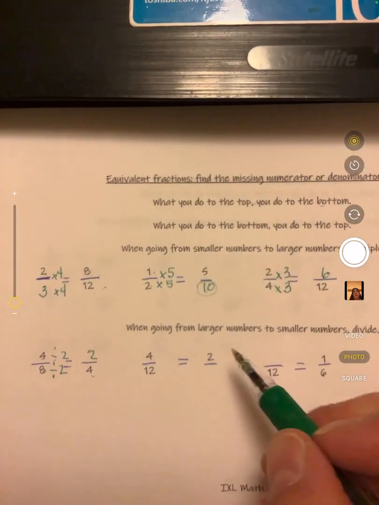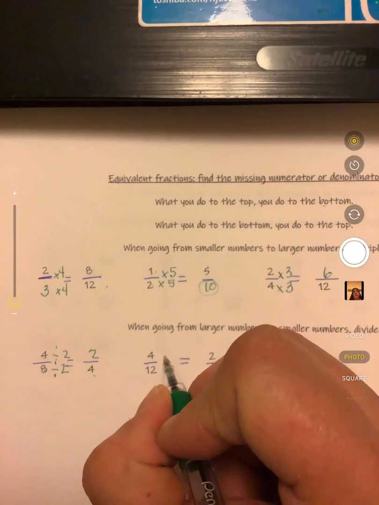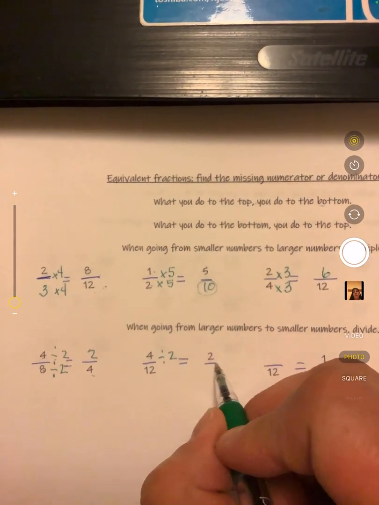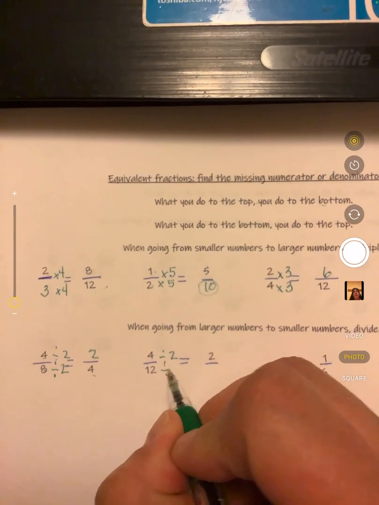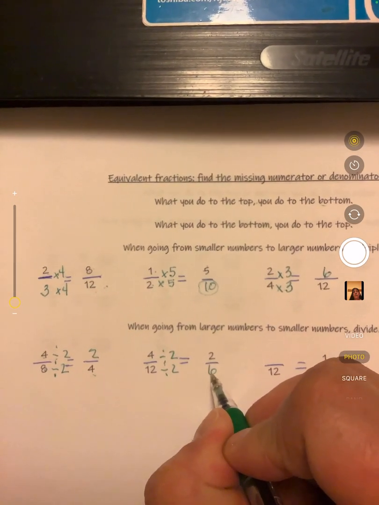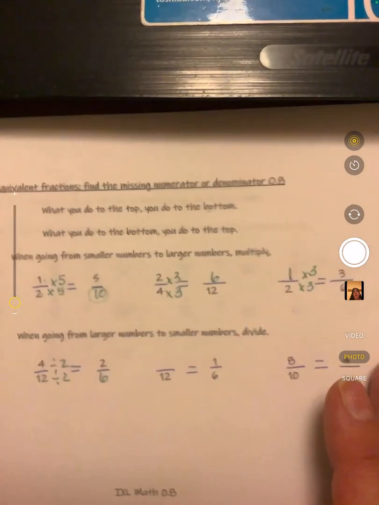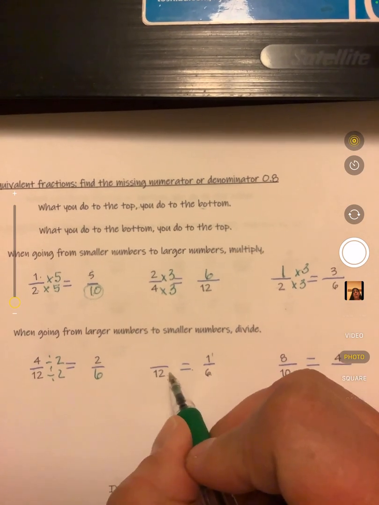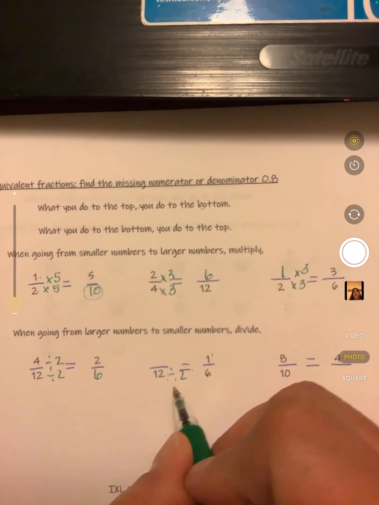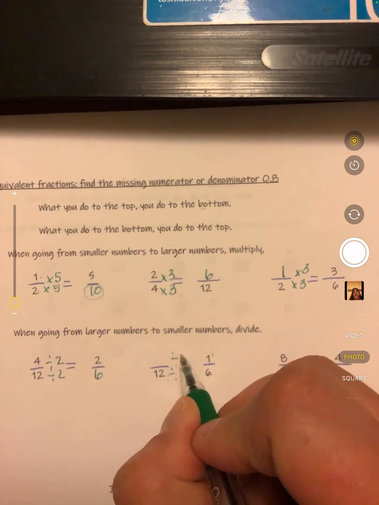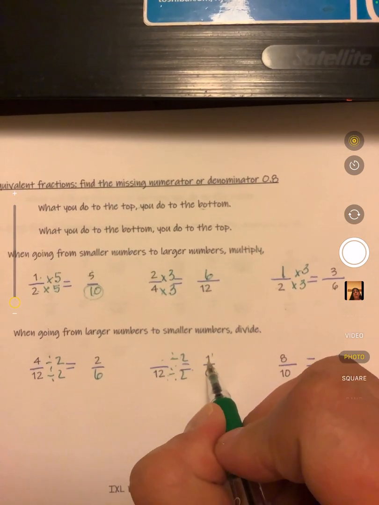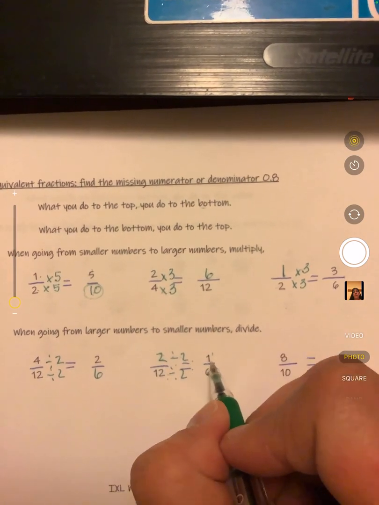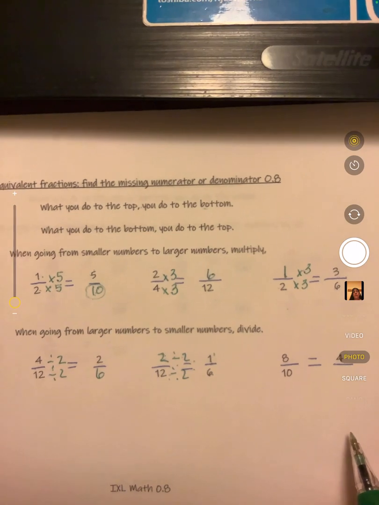4 twelfths equals 2 blank. What do I do to 4 to get to 2? I divide by 2. 4 divided by 2 is 2, so 12 divided by 2 equals 6. Blank twelfths equals 1/6. How do I get from 12 to 6? I divide by 2. That means I have to divide by 2. What divided by 2 is 1? Anytime we divide a number by itself, it's always 1. So 2 twelfths equals 1/6.